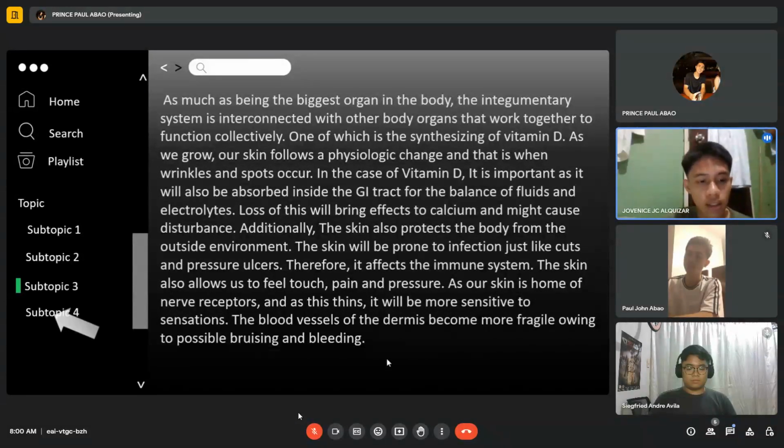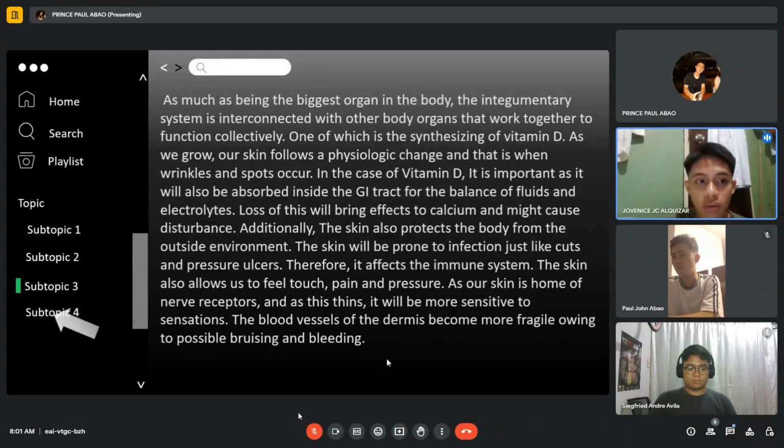Next, the blood vessels of the dermis become more fragile, owing to possible bruising and bleeding. This is because the blood vessels in the dermis provide nutrients to the skin and help regulate body temperature. Heat makes the blood vessels enlarge, which is dilation, and then allows large amounts of blood to circulate near the skin surface, where the heat can be released. Cold makes the blood vessels narrow, which is constriction, retaining the body's heat.